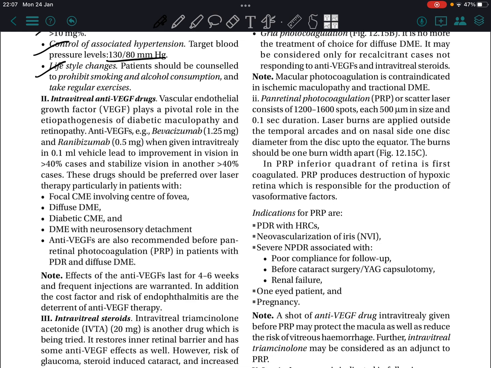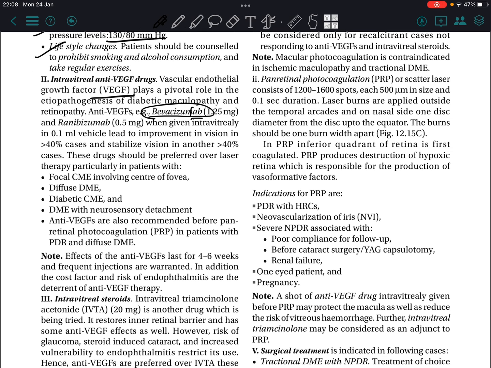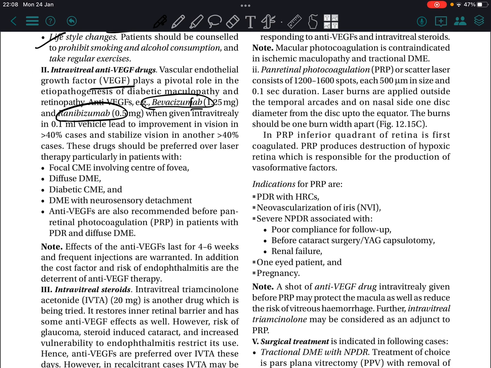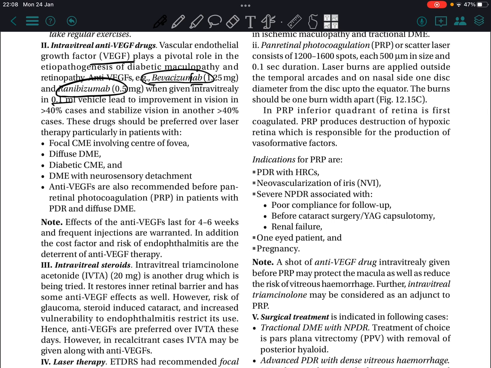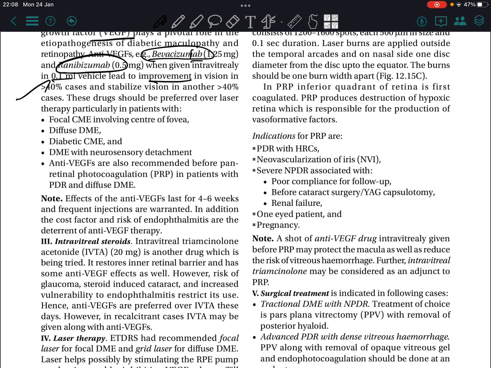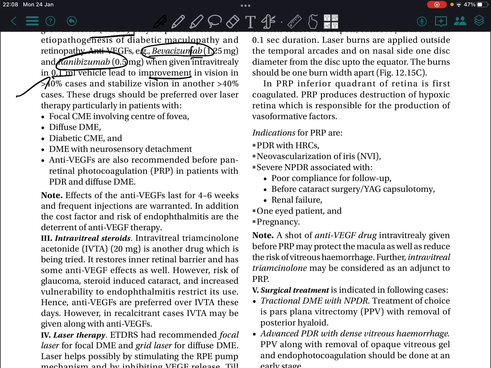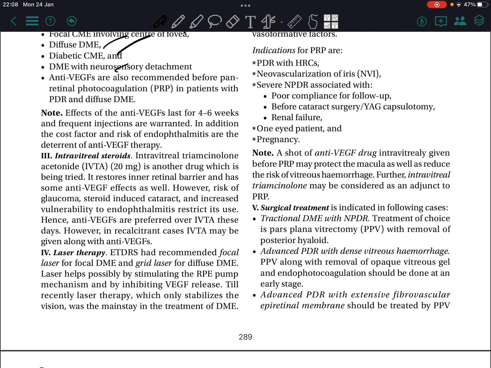Lifestyle changes: quitting smoking and alcohol. Intravitreal anti-VEGF drugs: bevacizumab antibody, ranibizumab given intravitreally in 0.1 ml vehicle lead to improvement in vision in greater than 40% of cases. These drugs should be preferred over laser therapy in patients with focal CME, diffuse DME, diabetic CME, DME with neurosensory detachment. Anti-VEGF are also recommended before pan-retinal photocoagulation in PDR with diffuse DME.